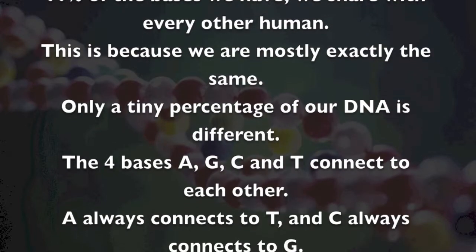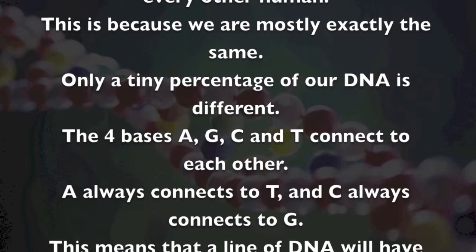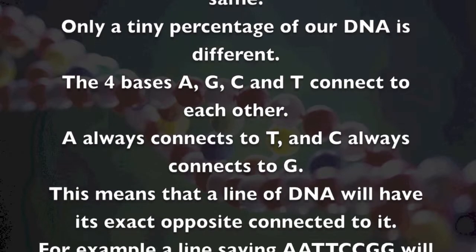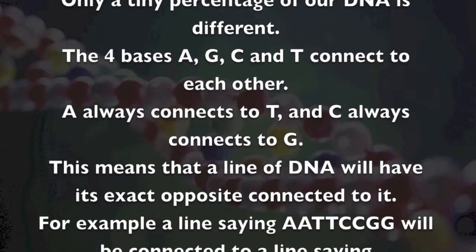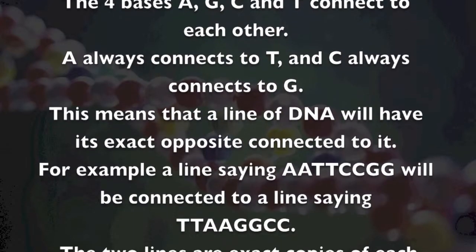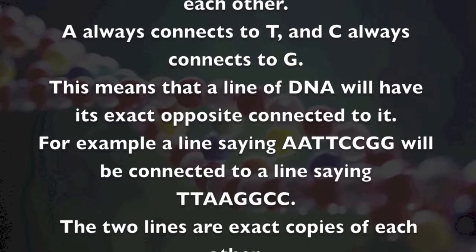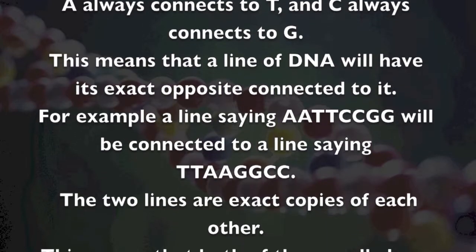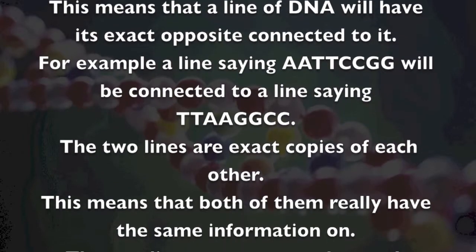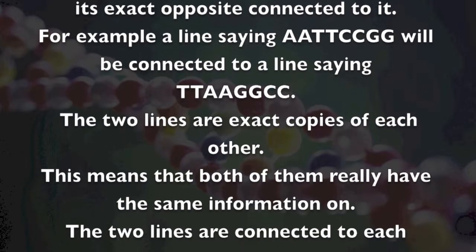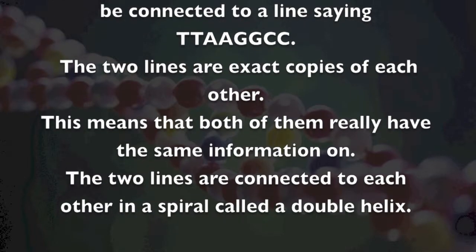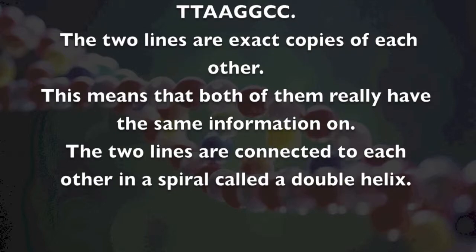The 4 bases A, G, C, and T connect to each other. A always connects to T, and C always connects to G. This means that a line of DNA will have its exact opposite connected to it. For example, a line saying AA, TT, CT, GG will be connected to a line saying TT, AA, GG, CC. The 2 lines are exact copies of each other. This means that both of them really have the same information on. The 2 lines are connected to each other in a spiral called a double helix.